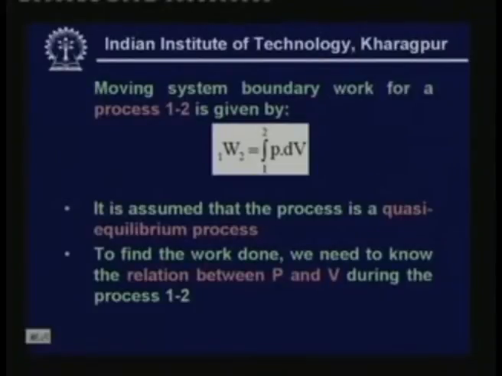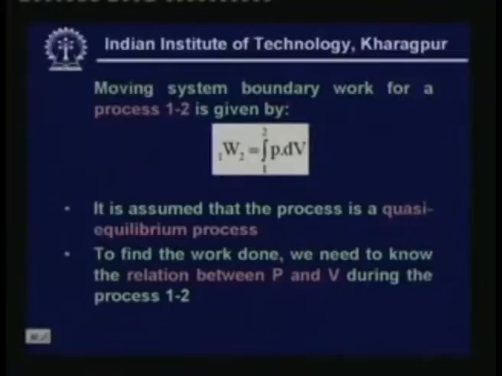Now this is subject to an assumption that the process is a quasi-equilibrium process. Now what do we mean by a quasi-equilibrium process? A quasi-equilibrium process is one which moves very slowly, so that at every point you know its state exactly. That means you know its properties at every point, its path is well defined. Such a process is called a quasi-equilibrium process.